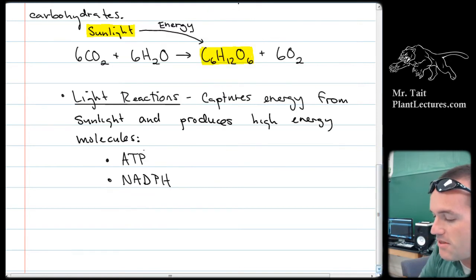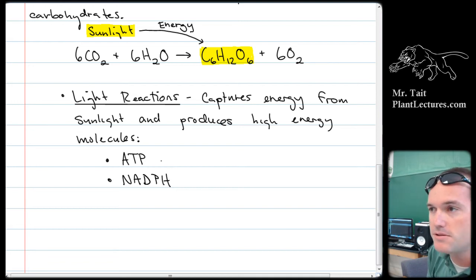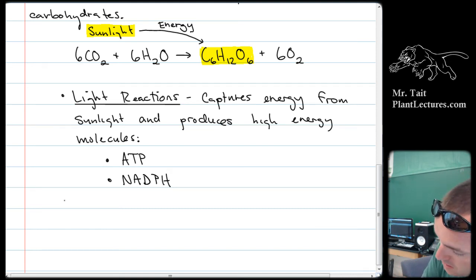Now, you can see that this ATP is produced here. As we mentioned earlier in the year, this ATP cannot be used for anything other than this photosynthesis reaction. It's earmarked. If the plant wants ATP, it's got to get it through cellular respiration. This is only used for making sugars.